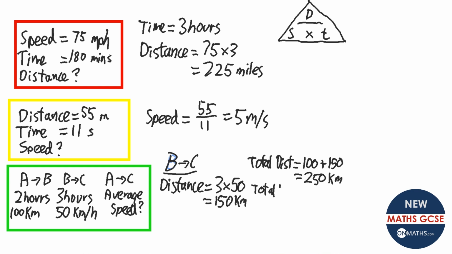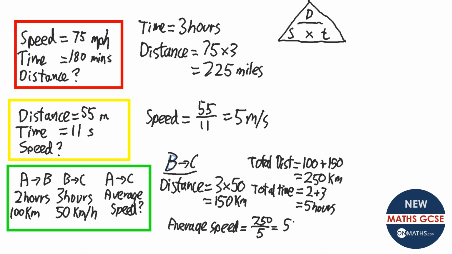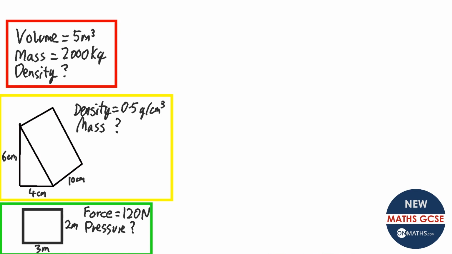Total time is going to be the 2 hours plus 3 hours, which is 5 hours. So average speed is going to be the total distance, which is 250, over the total time, which is 5. 25 divided by 5 is 5, and so that's going to be 50, and that's going to be in kilometers per hour. Okay, so now we move away from speed and onto other compound measures.